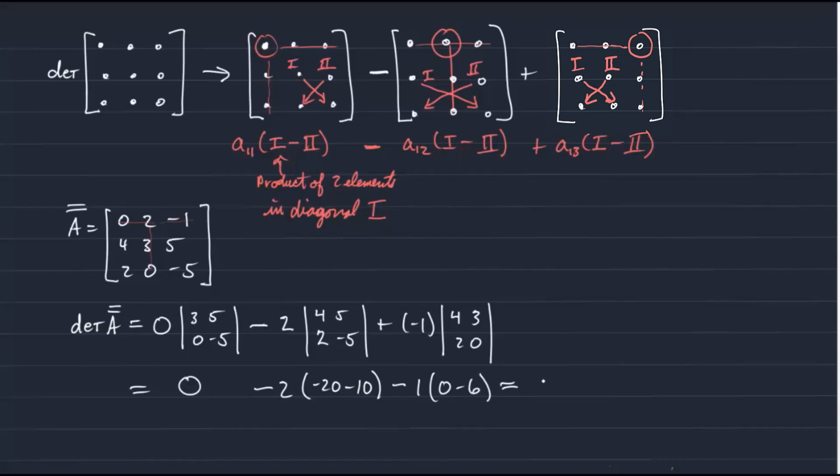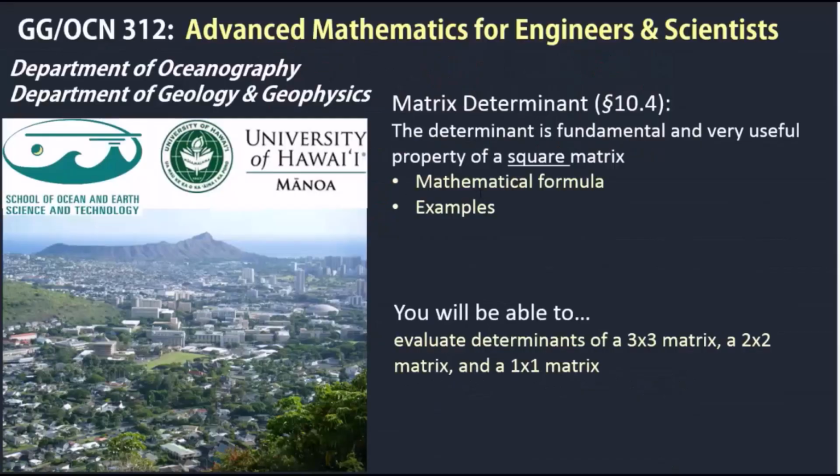and that gives minus 2 times minus 30 plus 6, and that's 66. So that was the determinant of this 3 by 3 matrix. Okay, so that wraps up a discussion of the formula for a determinant and some examples of how to evaluate determinants. Again, for a 3 by 3 matrix, a 2 by 2 matrix, and the 1 by 1 matrix is very simple.